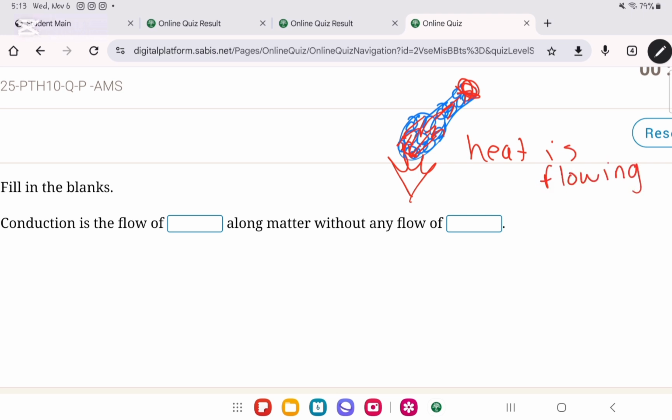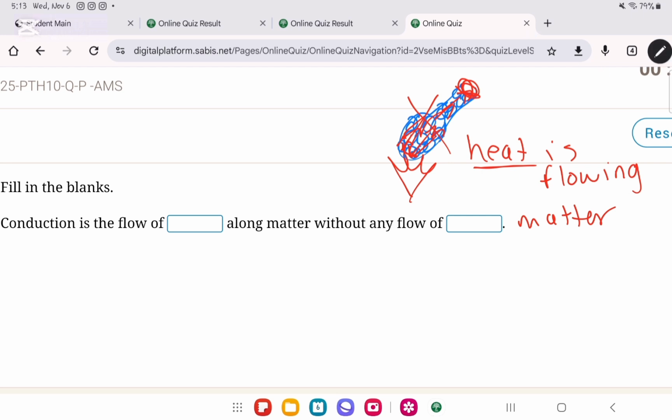Are the particles of the spoon shifting? Are they changing? So no. You say conduction is the flow of heat without any flow of matter, because the matter is not shifting, it's not moving up and down, it's staying in its place, it's just giving heat. So we can take another example.